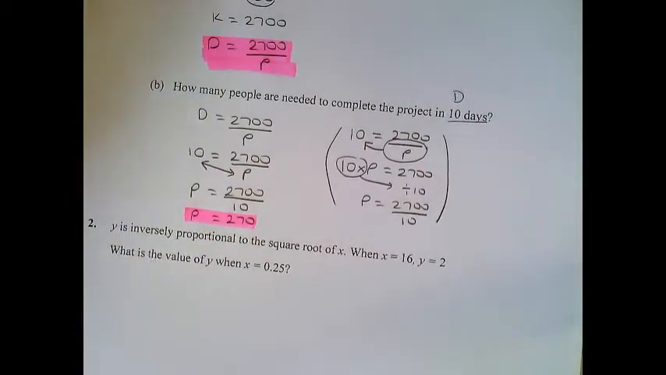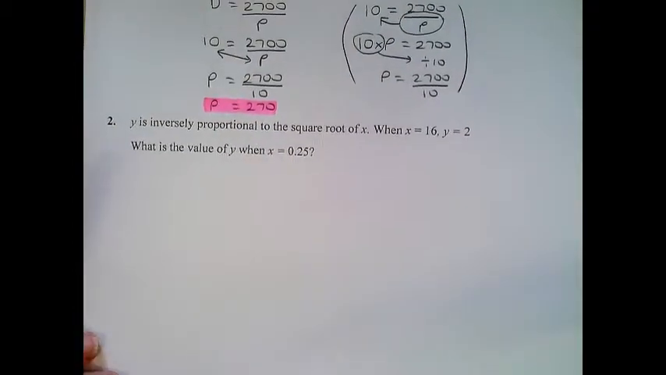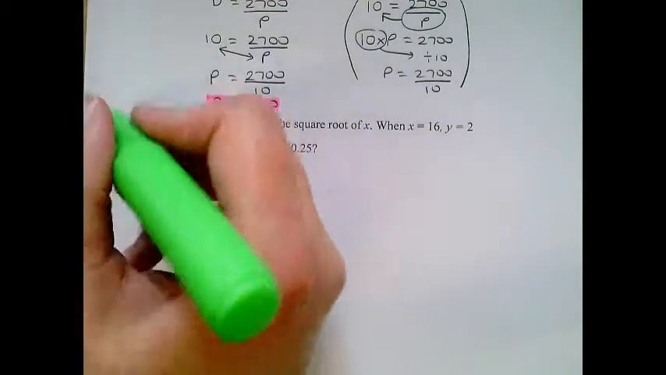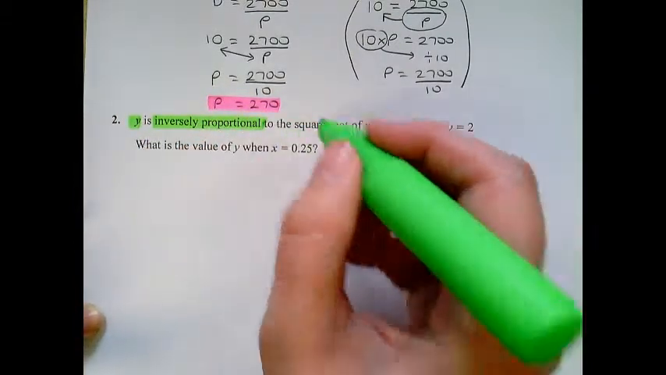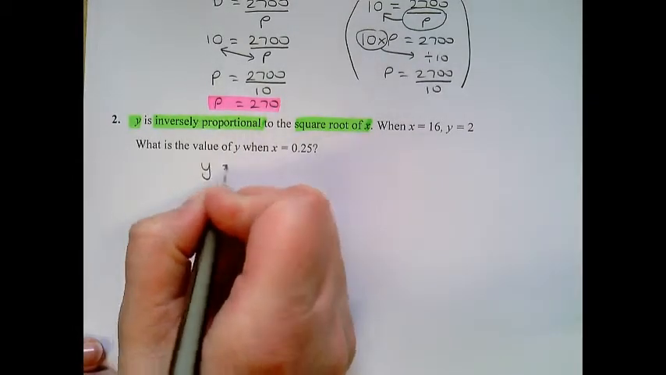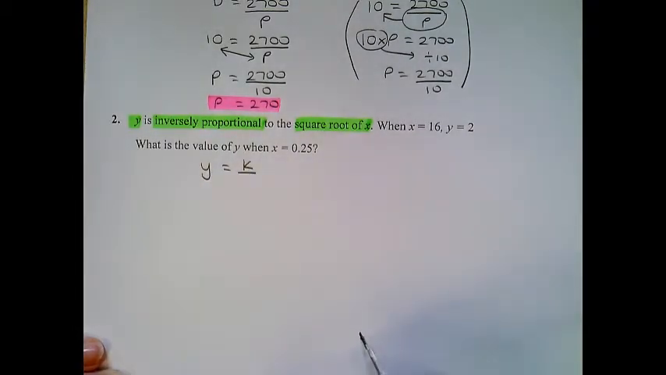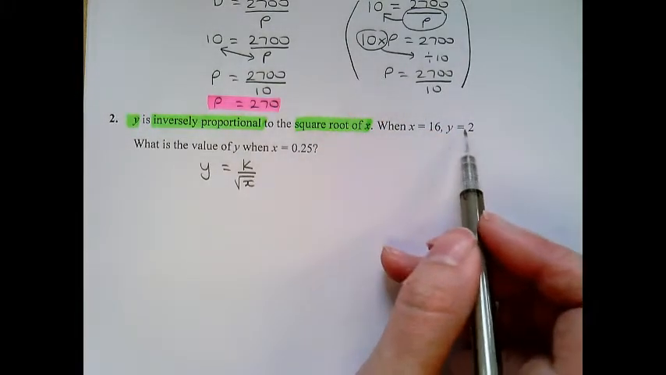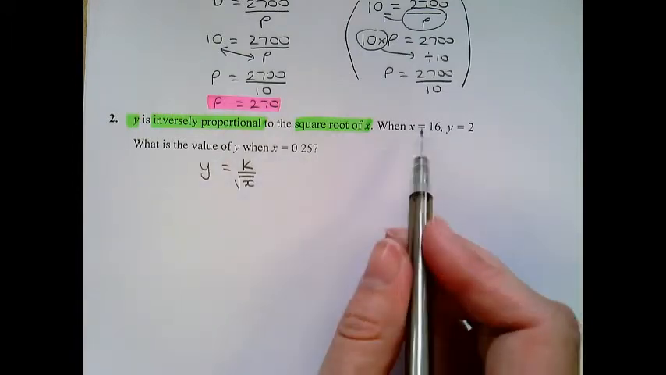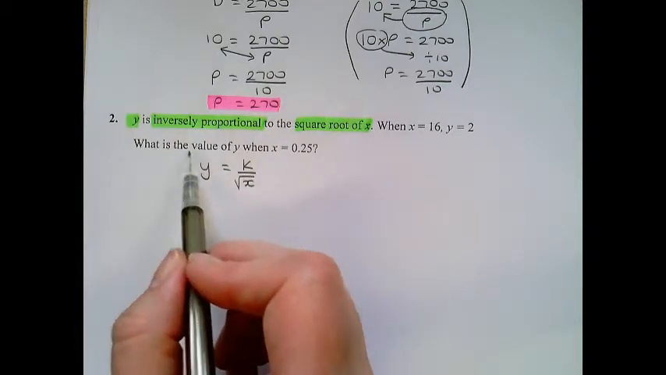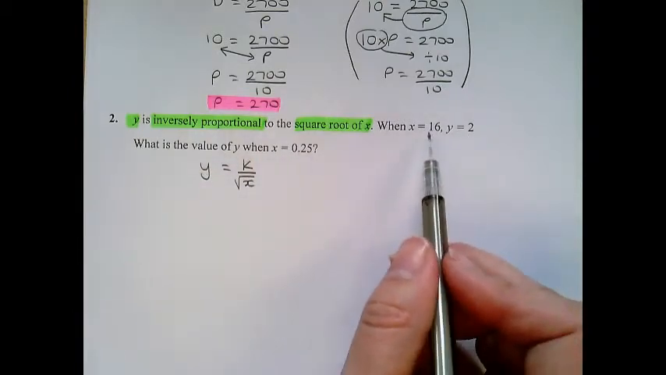Question 2 then. Y is inversely proportional to the square root of x. So your starting equation would be Y equals K divide, and then the square root of x would go on the bottom. Then they give you two numbers that work, and you would need to use these two to get the equation, work out what K is, and then go on to answer the rest of the question.